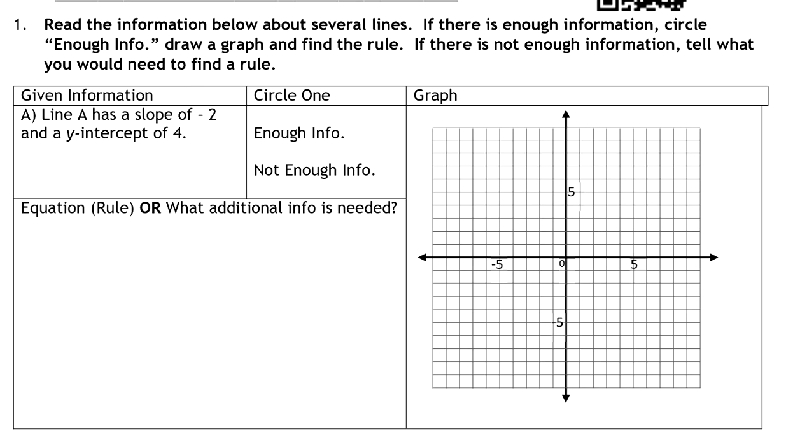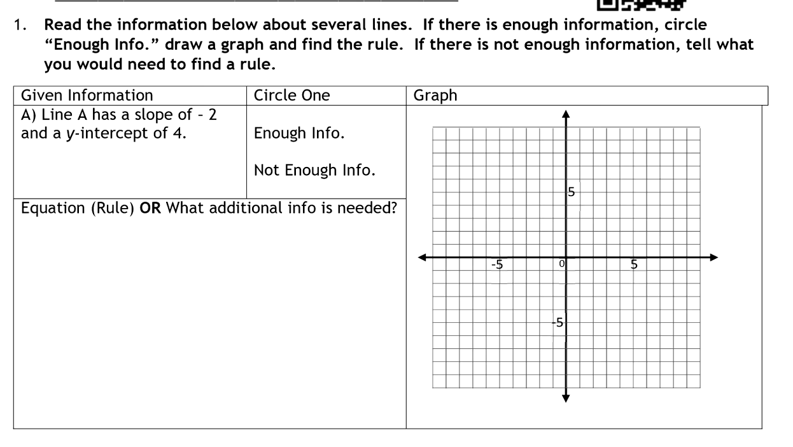So the first question had, I think, 4 parts to it: A, B, C, and D. The question was: read each piece of information about several lines below. If there is enough information, circle "enough info." Meaning, if there's enough information to come up with the equation of that line, circle that. If there's not enough information, tell what additional information you would need to find a rule or equation.